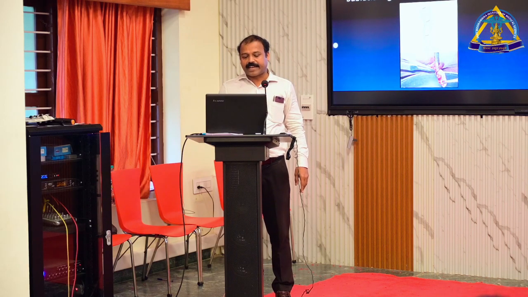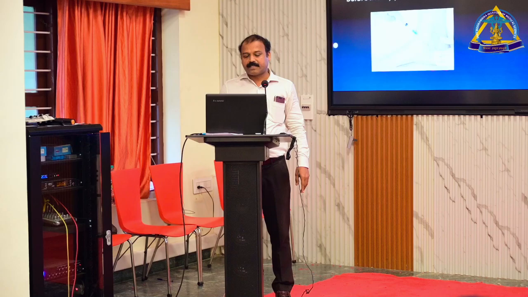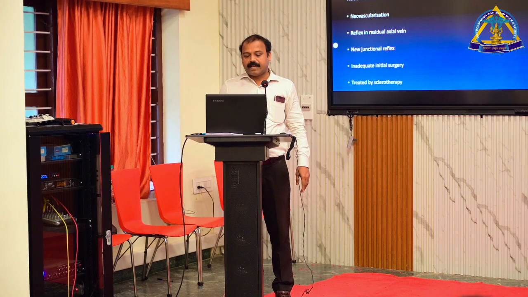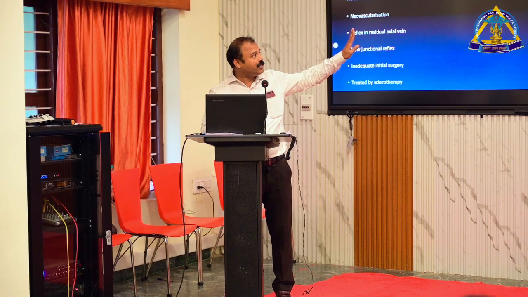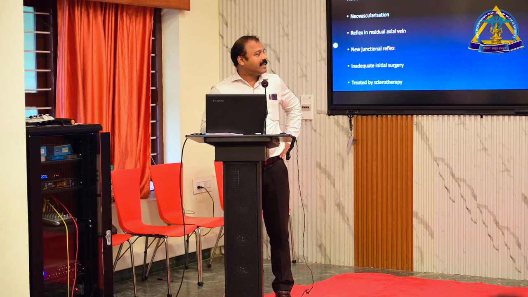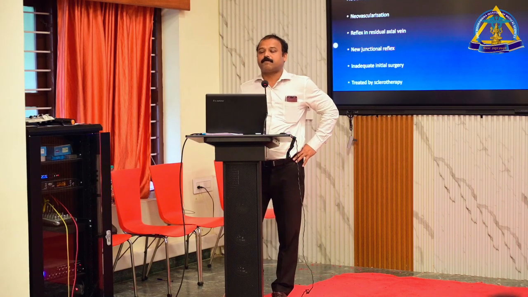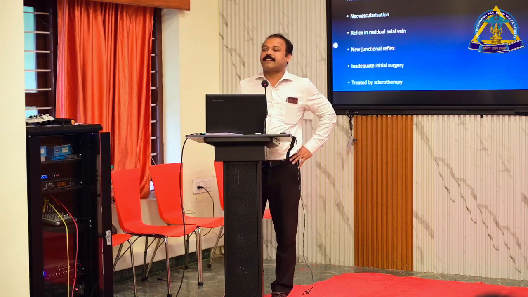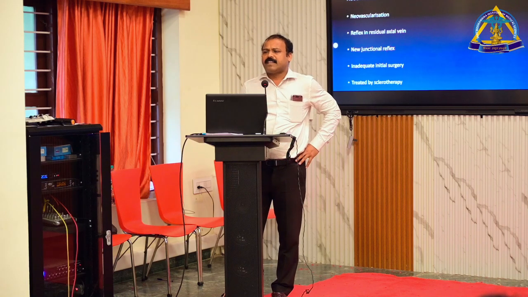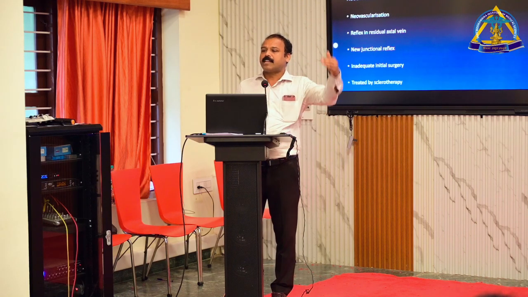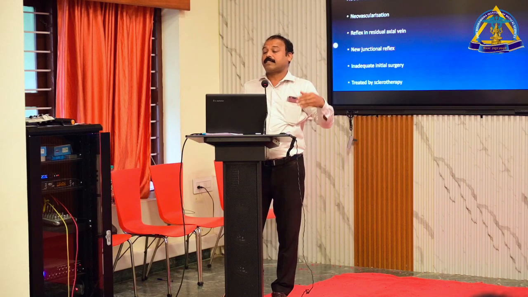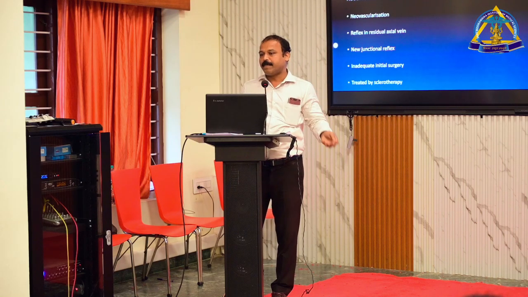Subfascial ligation of Cockett and Dodd, SEPS, sclerotherapy. Recurrent varicose vein is mainly due to neovascularization, reflux in the residual vein, new junctional reflux, inadequate initial surgery. It is best treated by sclerotherapy. If the previous surgeon leaves a major segment of the saphenofemoral vein or great saphenous vein, you can do stripping also.